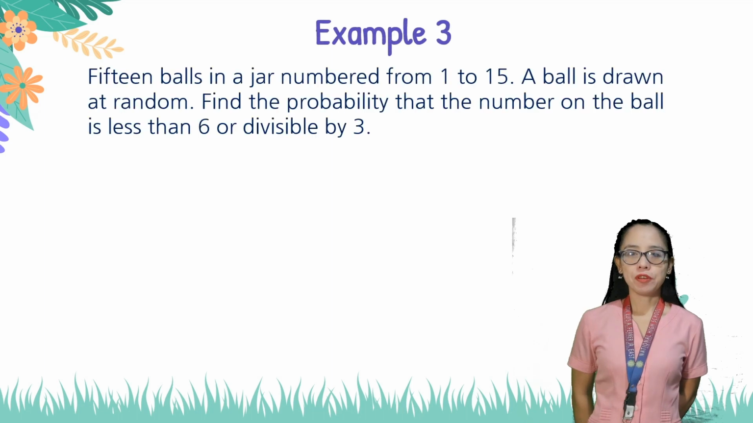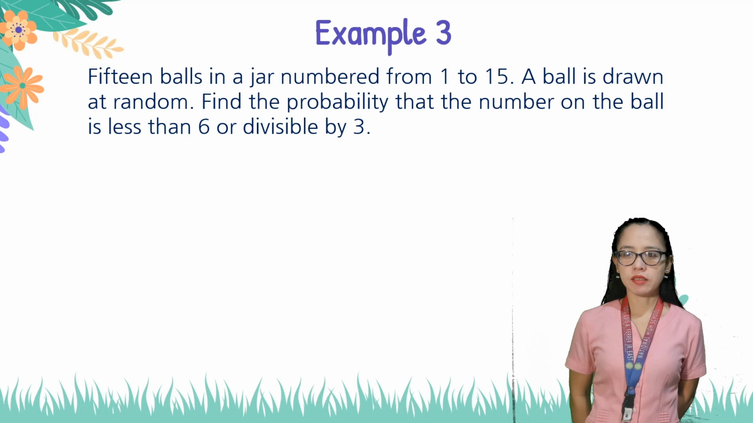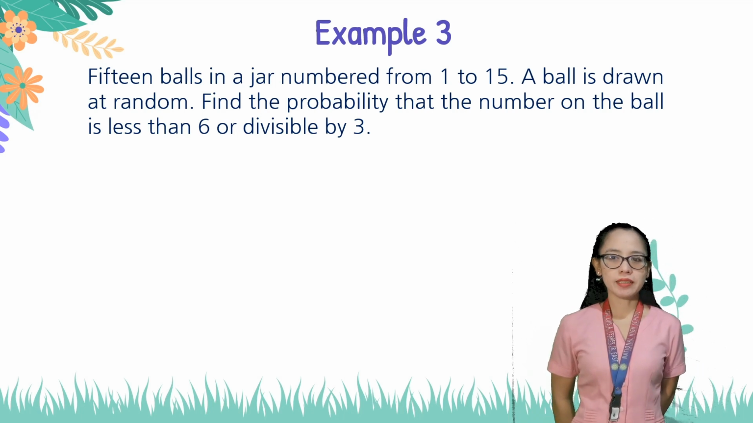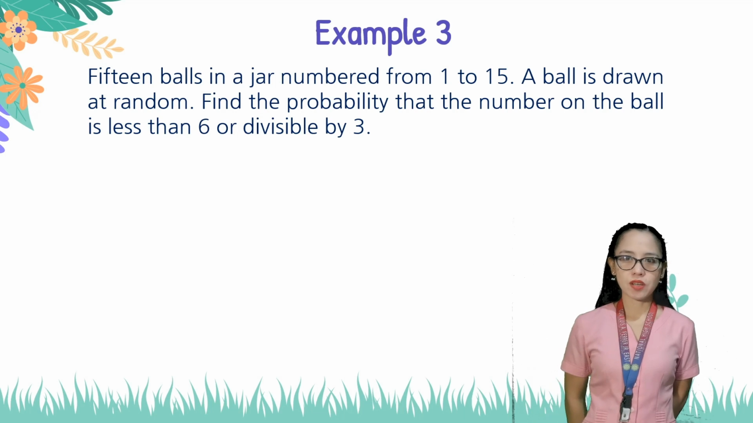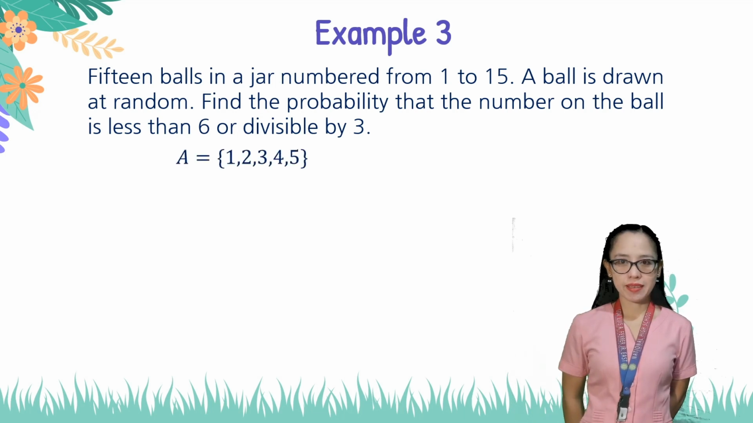Example number 3. 15 balls in a jar numbered from 1 to 15. A ball is drawn at random. Find the probability that the number on the ball is less than 6 or divisible by 3. So we have set A and set B.